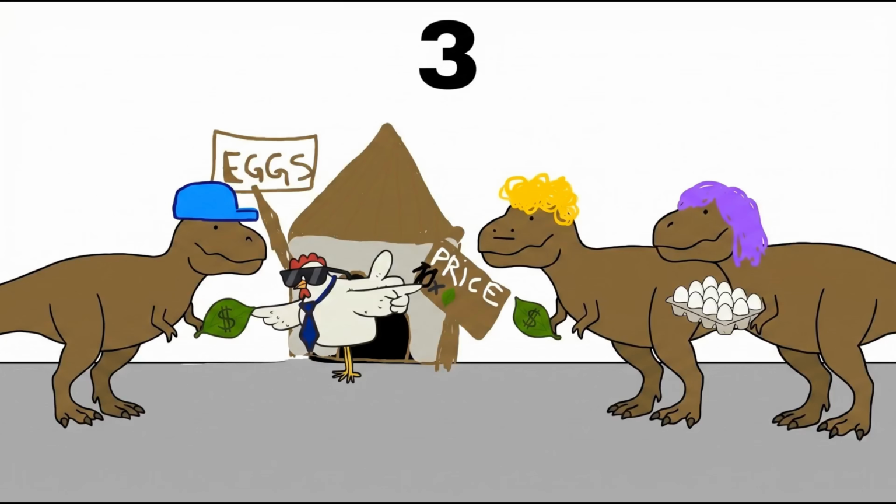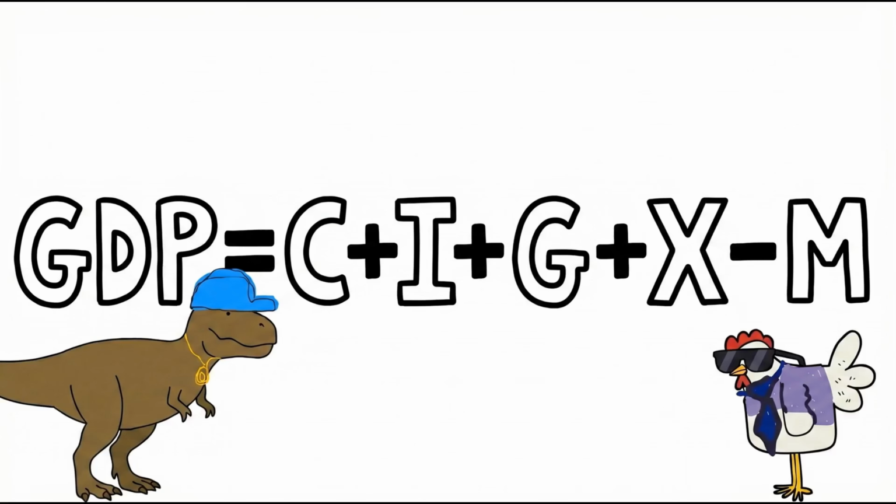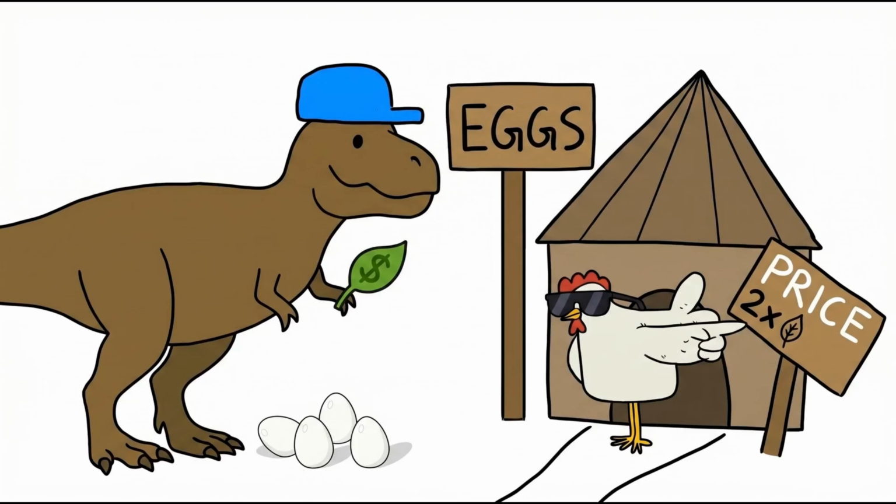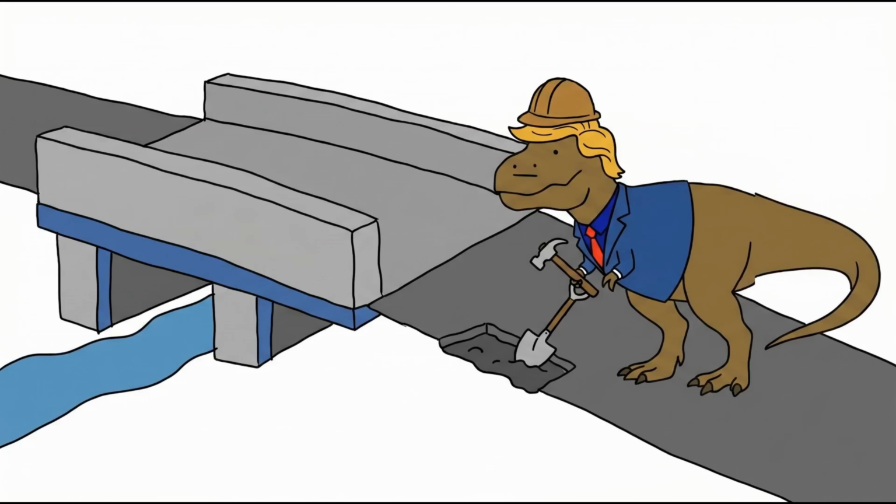There are 3 ways to calculate it. 1. Add up the value of everything produced. 2. Add up all the income earned by every dino. 3. Add up all the spending in Dinosaur Town. GDP equals consumption plus investment plus government spending plus exports minus imports.